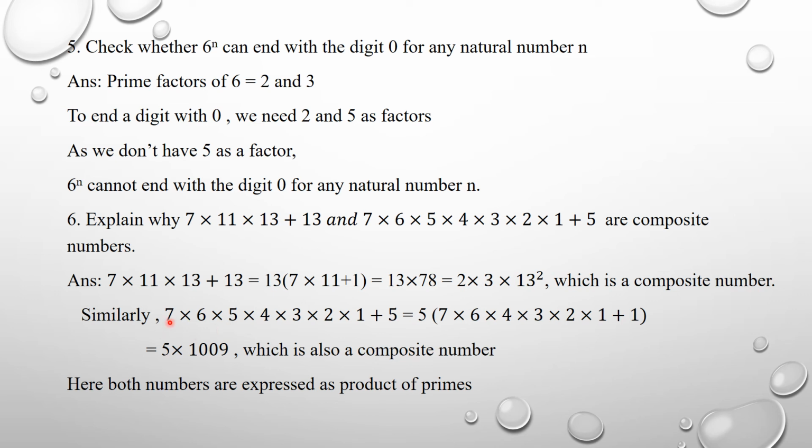Similarly, by taking 5 as common from the second number, we can write it as 5 into (7 into 6 into 4 into 3 into 2 into 1 plus 1), which is 5 into 1009. Again, product of primes, which is also a composite number.